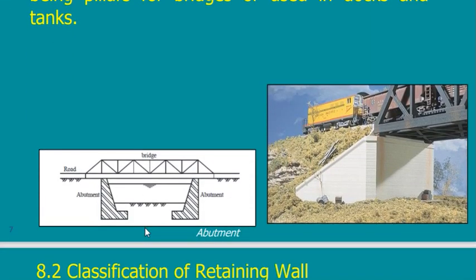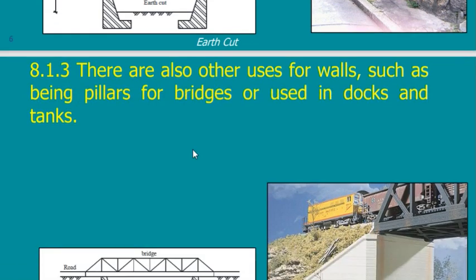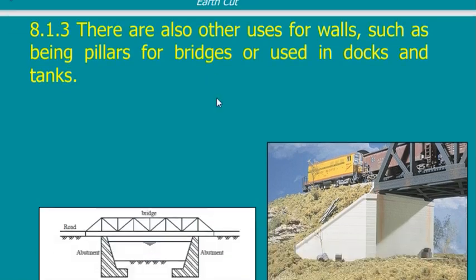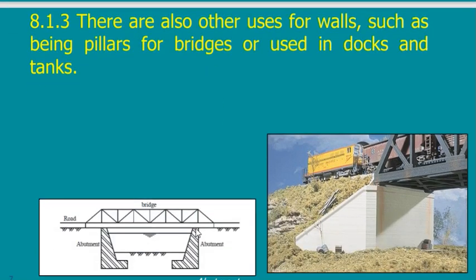Another type is more or less similar to this, but instead of just retaining soil behind, it will be carrying a load. It's something like here. This is a wall, and this is a wall, and it is carrying a bridge on top. In this case, the name changes. It's the same application and the same function, but usually for bridges, we say the abutment of the bridge. You have to study this.